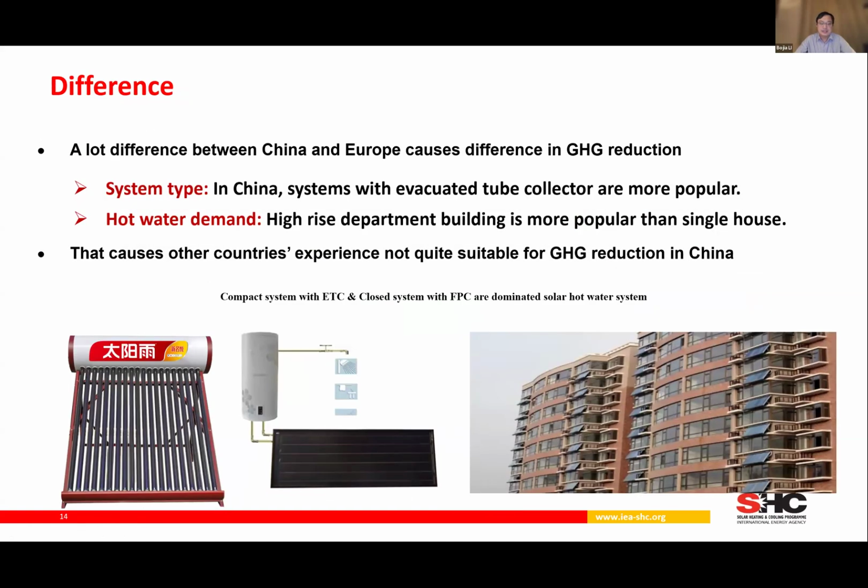There are a lot of differences between China and Europe and other countries that may cause this difference in the greenhouse gas reduction of these systems. For example, the compact system is the most popular system type in China, and for hot water demand, high-rise apartment buildings are more common, and that may cause some difference in greenhouse gas reduction performance in China's solar hot water systems. So we want to know how much greenhouse gas China's hot water systems reduce.